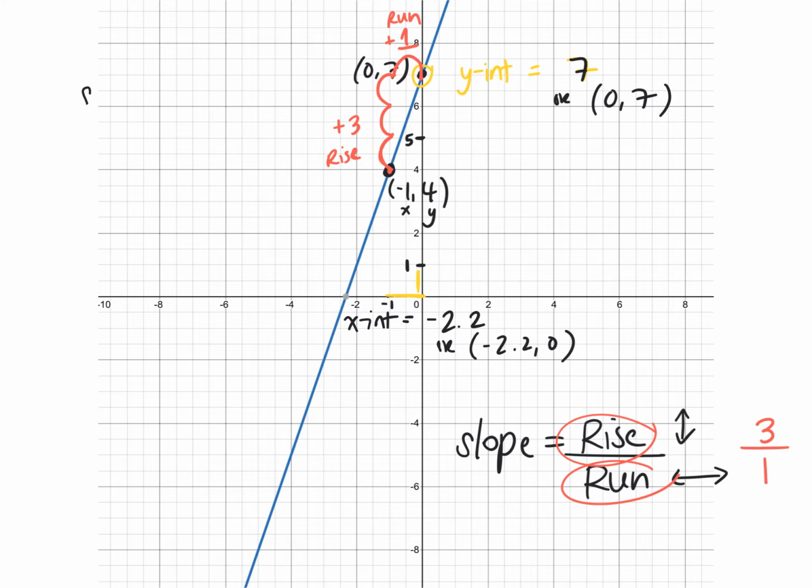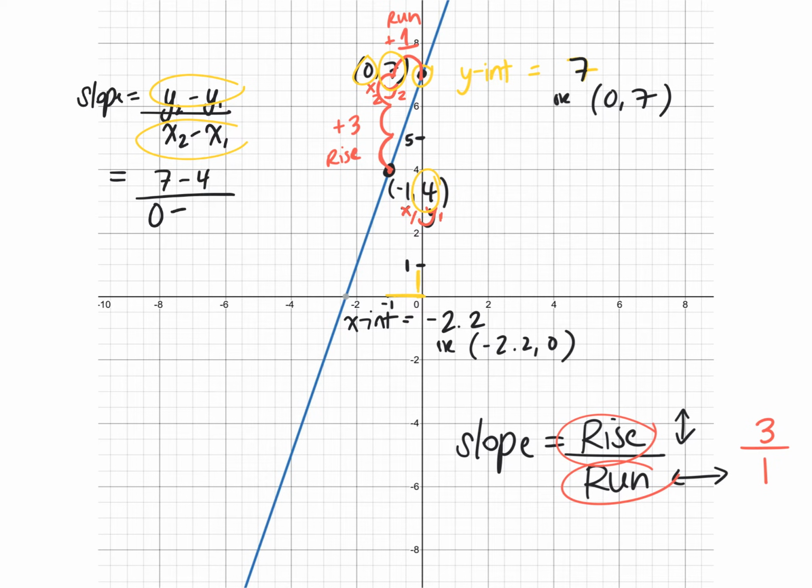Now, another way you could do this, if you remember what we learned a few weeks ago, we can use the slope formula. Remember, slope is equal to y2 minus y1 over x2 minus x1. It's the difference in the y values divided by the difference in the x values. So let's look at our x and y. And I'm going to call this 2 and 1. Coordinate 2, coordinate 1. So we're just going to subtract the y values. So I'm going to subtract 7, take away 4, divided by 0, take away -1. Don't forget to include the sign.